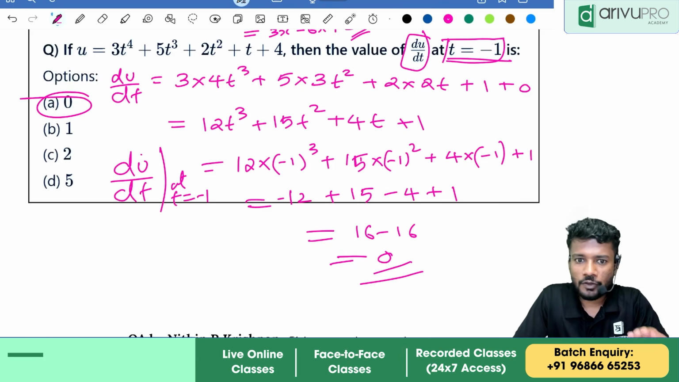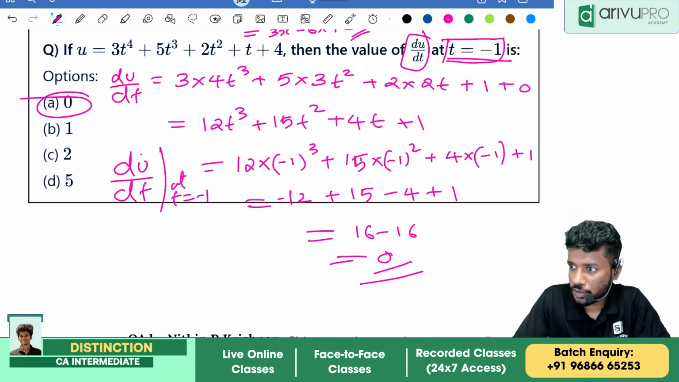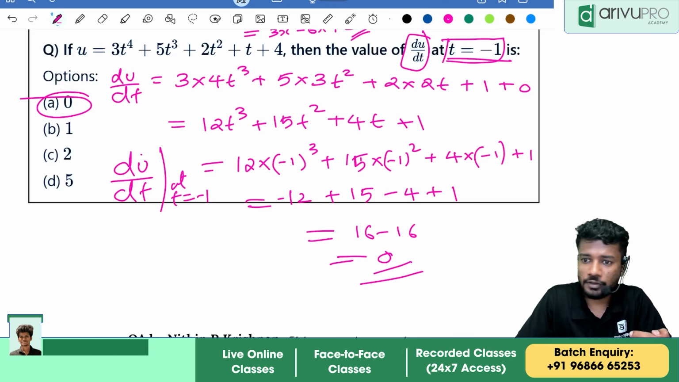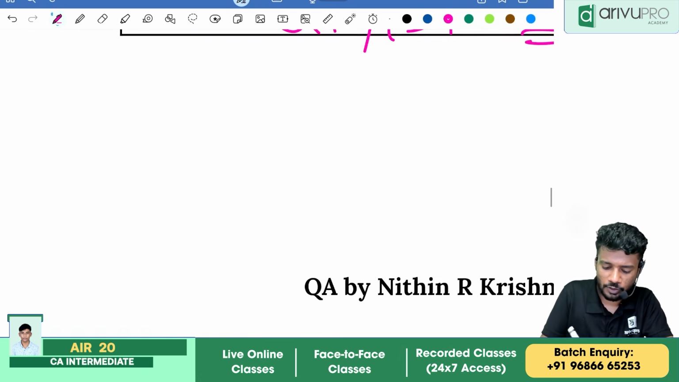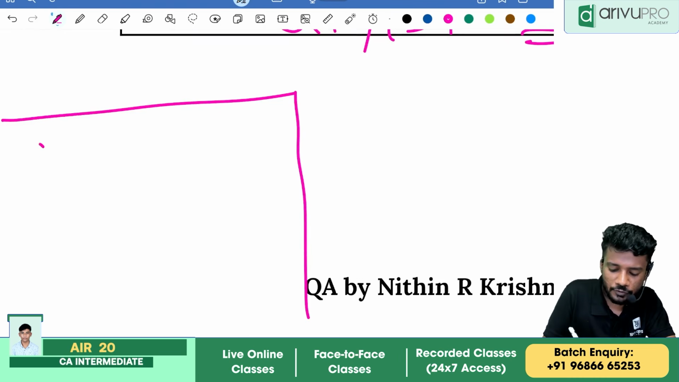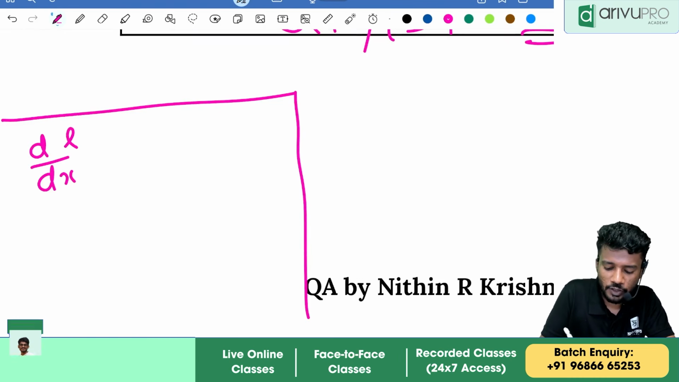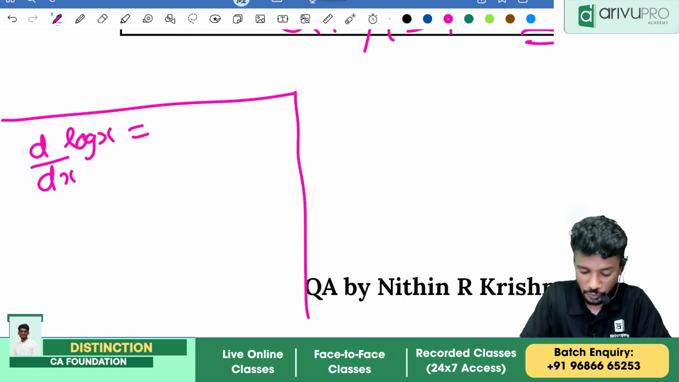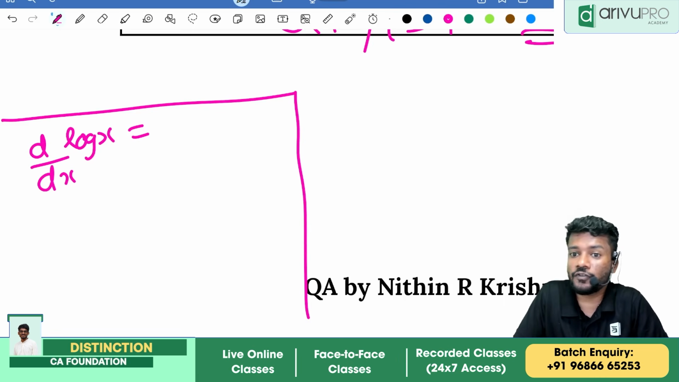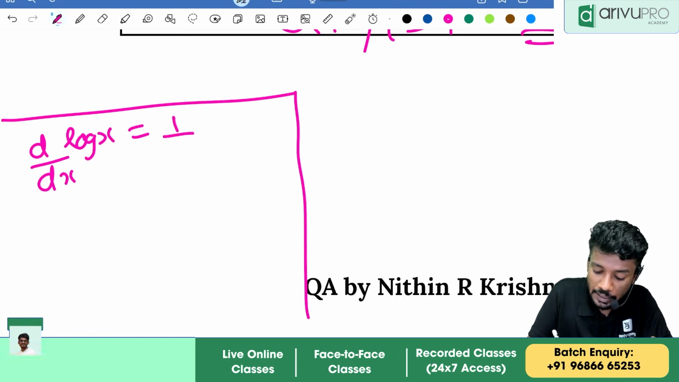Okay. People who told that your basics, you didn't even study. Are you understanding? Will you be able to solve this question if you get it in the exam hall? That is the major thing I want to ask. Okay, whoever told that you are studying for the first time, what is the derivative of log x? Others don't say. Whoever studied, others who didn't study should say. Derivative of log x. 1 by x.